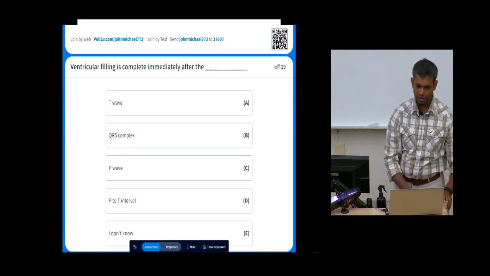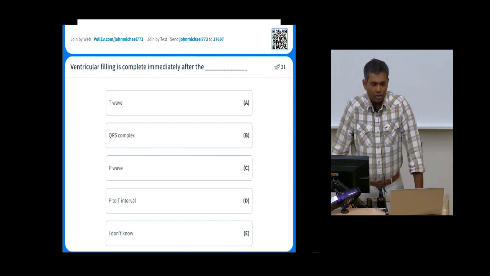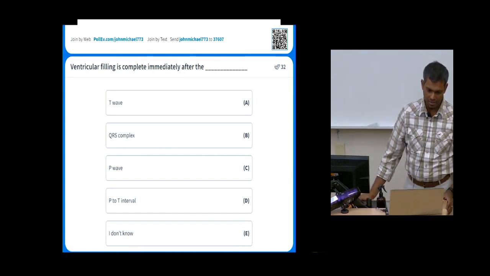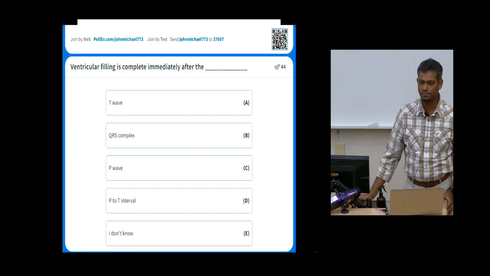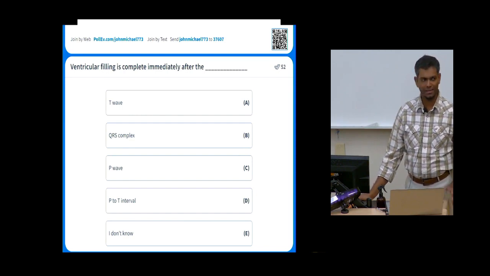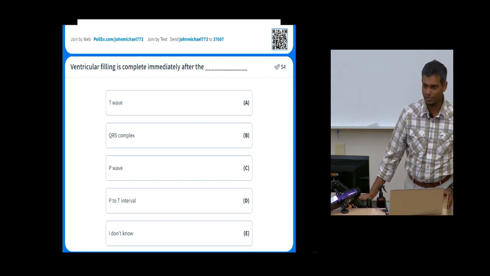Okay, moving on. Ventricular filling is complete immediately after which of the following? Is it after the T wave, the QRS complex, P wave, or the P to T interval? So this is again tying back the electrocardiogram to the different parts of the cardiac cycle.